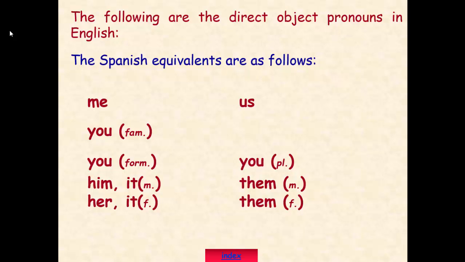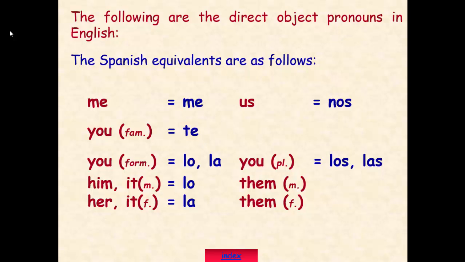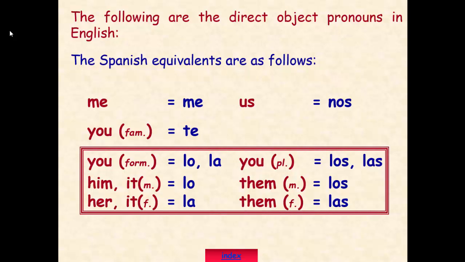Okay, here's the Spanish equivalence. Me becomes me, you, te. All of the next part, this third person singular, is lo or la, and it depends on gender. Lo is for masculine, la is for feminine, as indicated here. Us becomes nos. Then the third person plural is los or las. Los for the masculine, las for the feminine. Okay, that's the difference. You'll notice that the third person singular and the third person plural are very similar. The only difference is the third person plural ends with S.